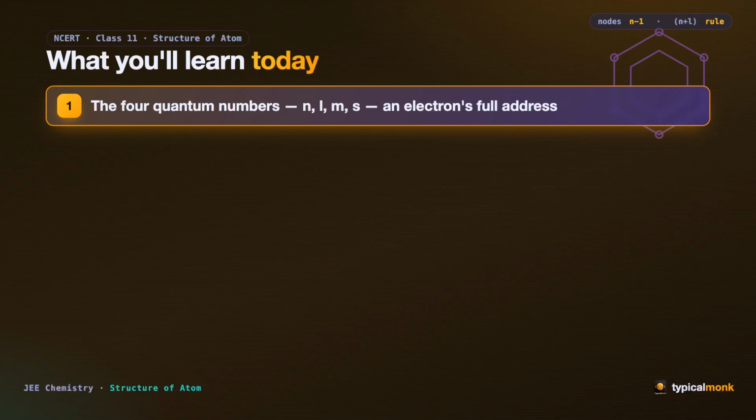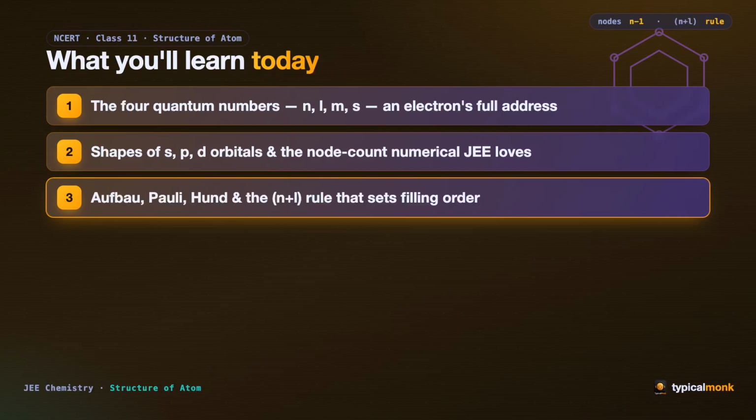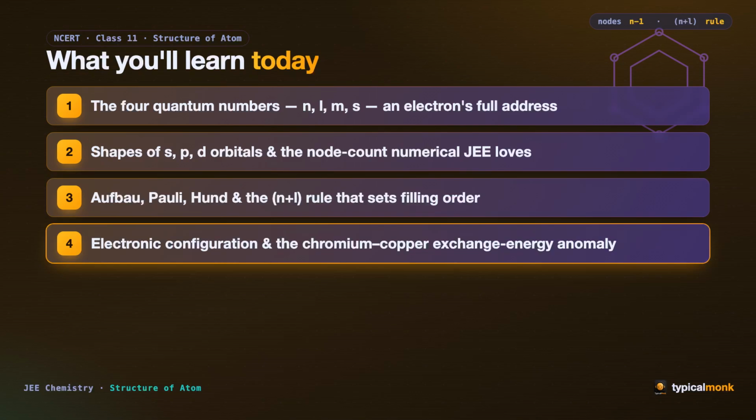First, the 4 quantum numbers N, L, M, and S, the full address that names exactly where an electron lives. Second, the shapes of the s, p, and d orbitals, and the node count numerical that JEE loves to hide inside them. Third, the 3 great filling rules, Aufbau, Pauli, and Hund, and the n plus L rule that decides which orbital fills first. Fourth, electronic configuration, and the famous chromium and copper anomaly, where the atom breaks the simple pattern for the sake of stability.